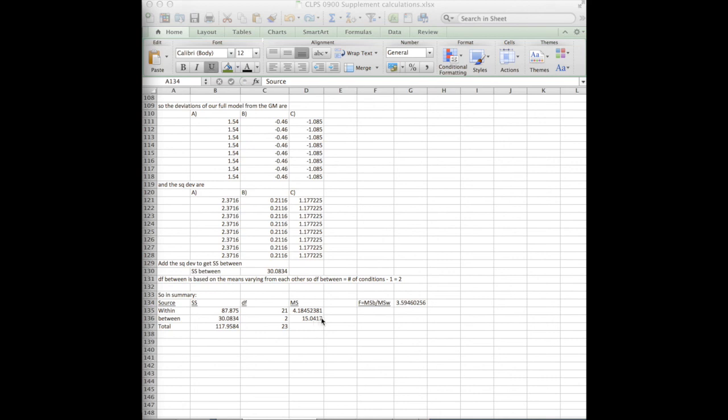And then recall that when we want to do our F test, we would do mean square between over mean squares within. So just divide through this column, and you would do between over within, and then that's how you get that value.